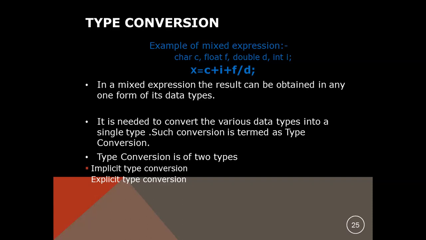I repeat, in such an expression where there are different kinds of data types, the result can be obtained in any one form of its data type. For that, we have to convert the various data types into a single type, and such conversion is termed as type conversion. It is needed to convert the various data types into a single data type when we are having a mixed expression. Type conversion is basically of two types: implicit type conversion and explicit type conversion.